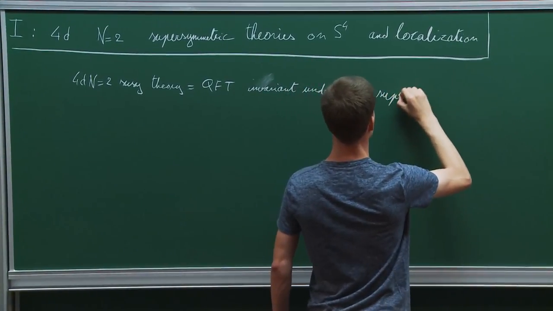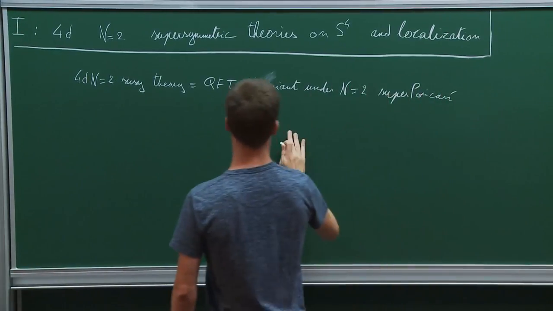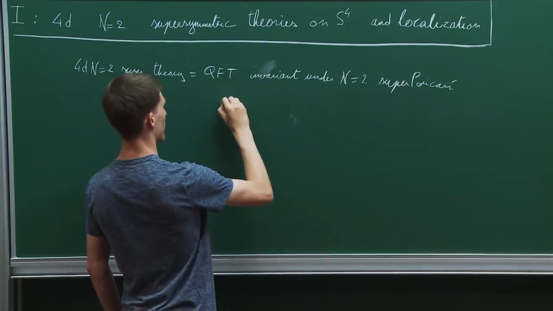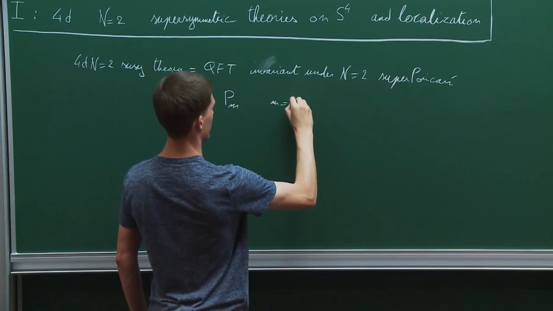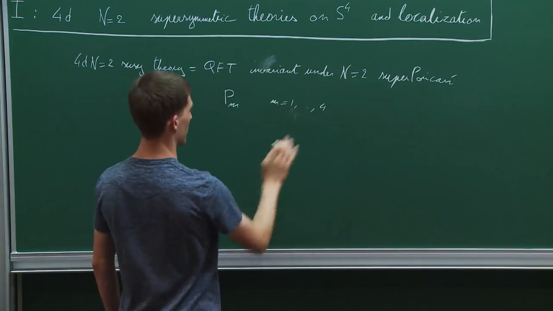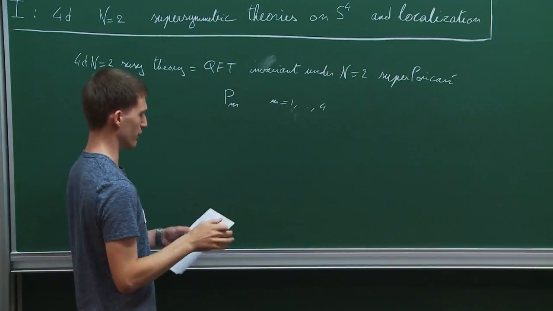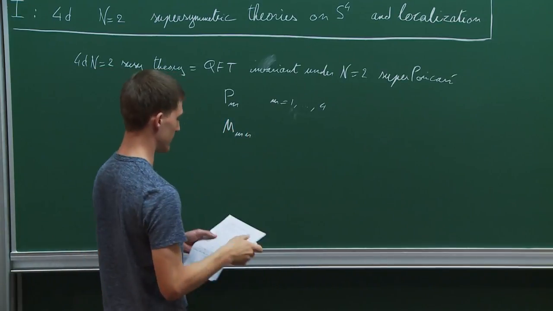So the super Poincaré algebra is generated by the usual momentum generator, where in my notation m is a space index. So I'm already in Euclidean signature, so I label the space indices by 1 to 4. There's also the usual rotational generators.